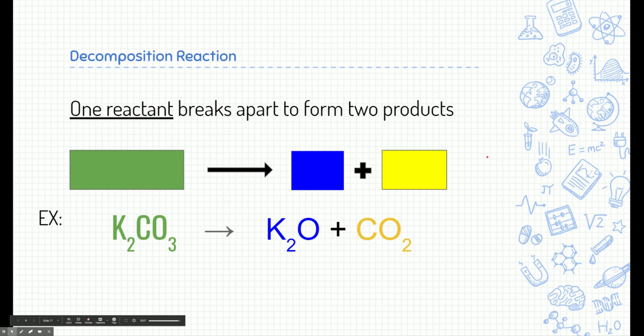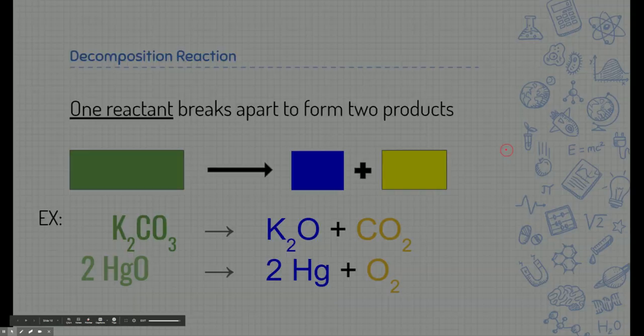So here we have potassium carbonate. There's nothing it's reacting with, so the only thing it can really do is break apart into multiple pieces. So potassium carbonate breaks apart into potassium oxide and carbon dioxide. You can say the same thing about mercury II oxide. So mercury II oxide breaks apart into mercury and oxygen.